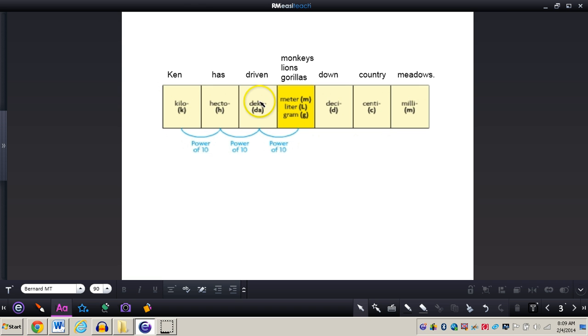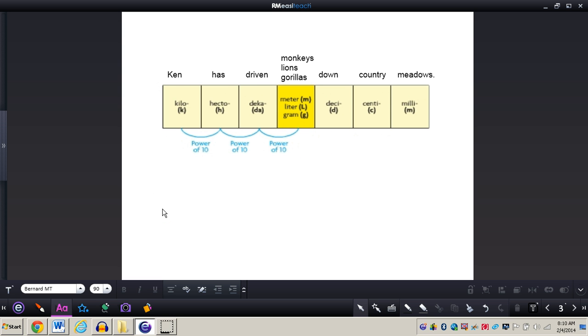we have different types of meters. For example, we have a kilometer, a hectometer, decameter, a regular meter, decimeter, centimeter, and millimeter. Now, each unit of measurement, or each box, so to speak, deals with a power of 10. You can even see in the blue written here, power of 10. So whenever we're taking a look at meters, if we go to the left, that's a power of 10 greater than to the right.